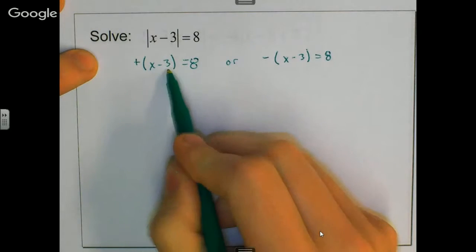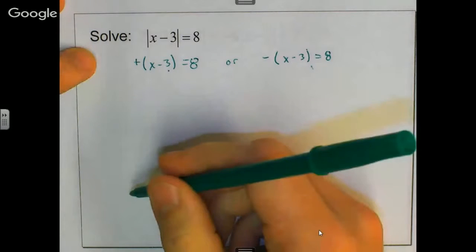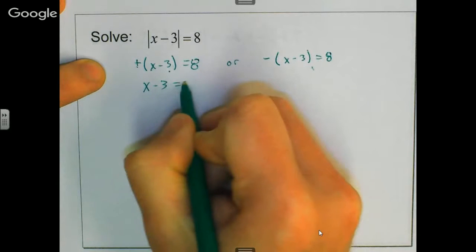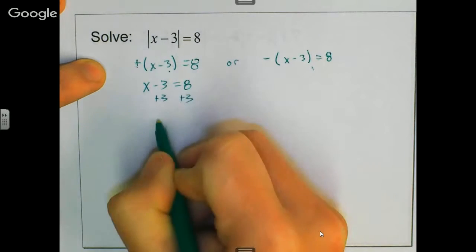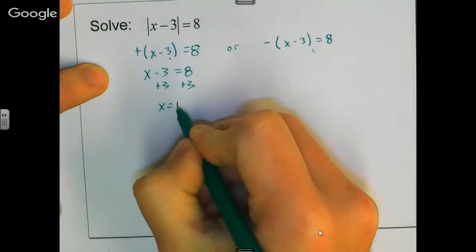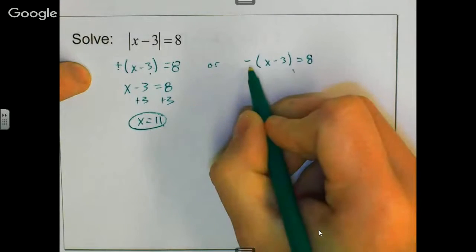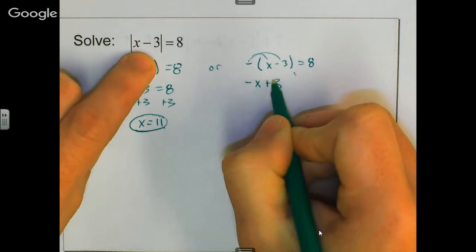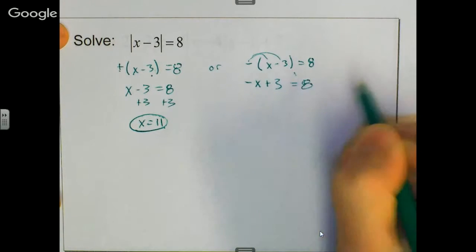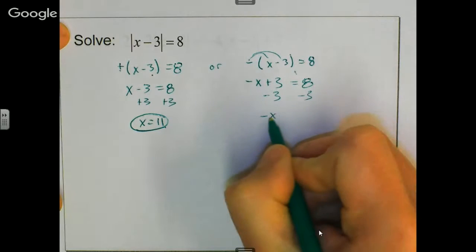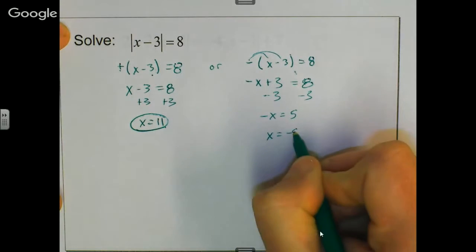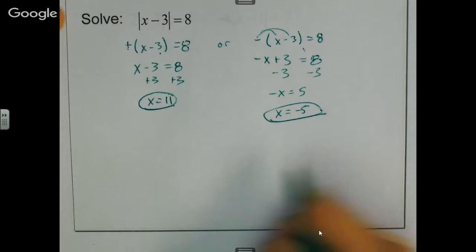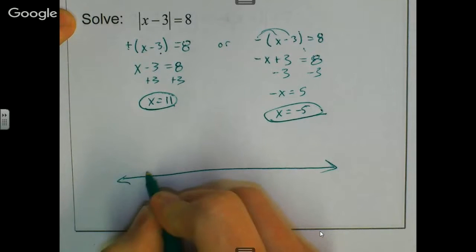I pick up this number and this number, but you can't pick two numbers at once. So the positive here doesn't change anything. So we'll say x minus 3 equals 8. Add 3 plus 3. So x is 11. Now the negative here, when I distribute that, changes the sign of everything in the absolute value. So that's a quicker way of looking at that. And we'll subtract 3. Negative x equals 5, and x equals minus 5. So those are my two answers. Now, what is that really talking about? Well, if I look at my number line, I have negative 5.